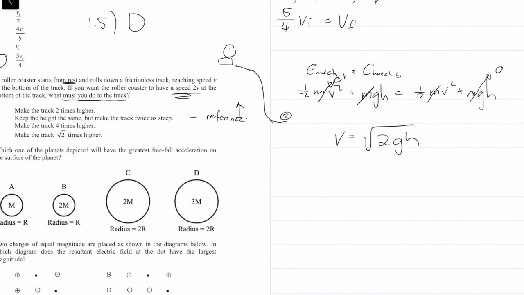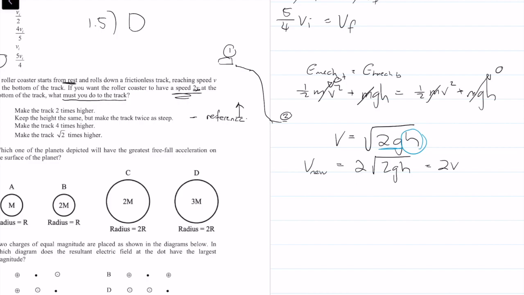So the question is, how do I get v to be increased by a factor of 2? To do that, remember this 2 is a constant already, g is a constant already, so I have to mess with my height. To get twice the velocity, I need to multiply the height by 4. So this is what we're after, to get 2v, because this is equal to 2v. But to get that, I need to multiply the height by 4.